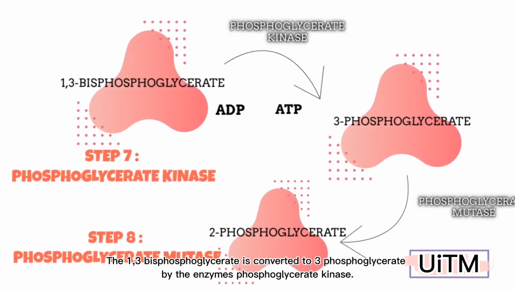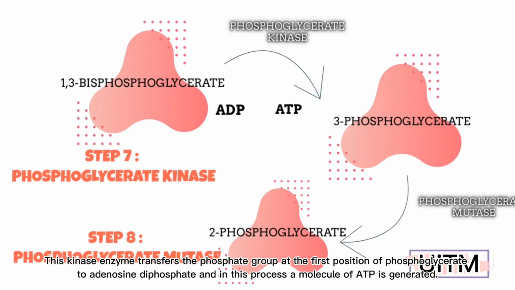The 1,3-bisphosphoglycerate is converted to 3-phosphoglycerate by the enzyme phosphoglycerate kinase. This kinase enzyme transfers the phosphate group at the first position of phosphoglycerate to adenosine diphosphate, and in this process, a molecule of ATP is generated.